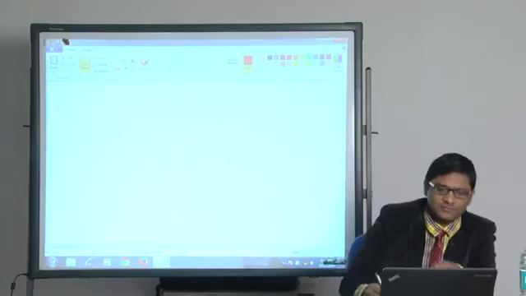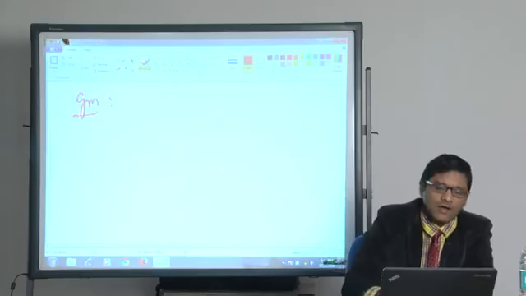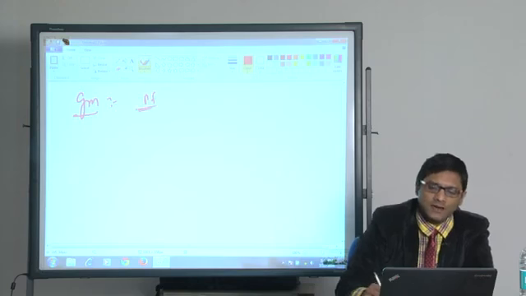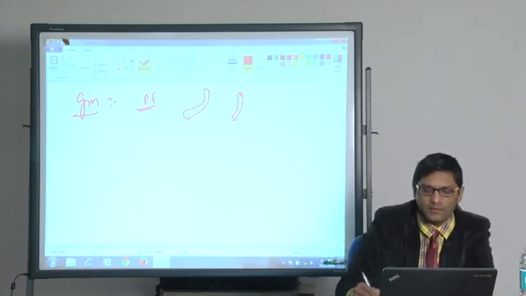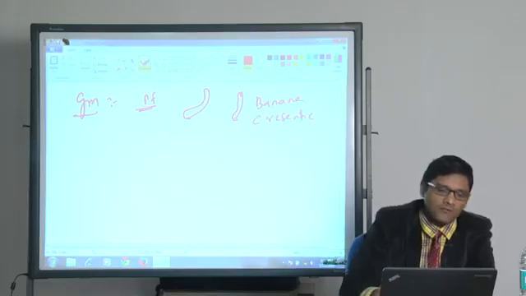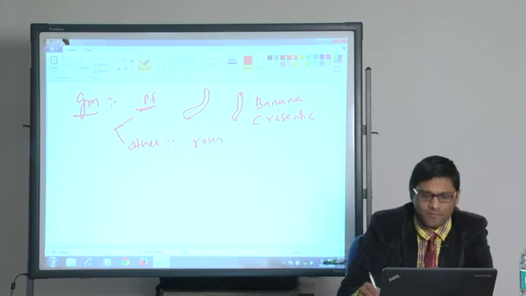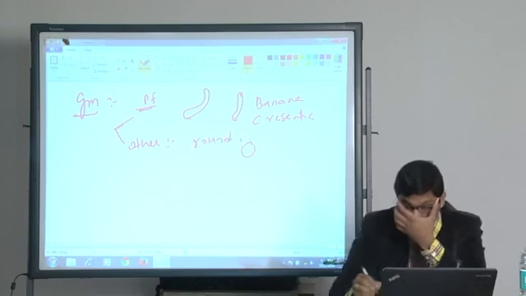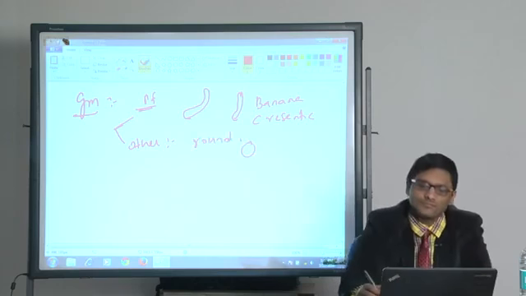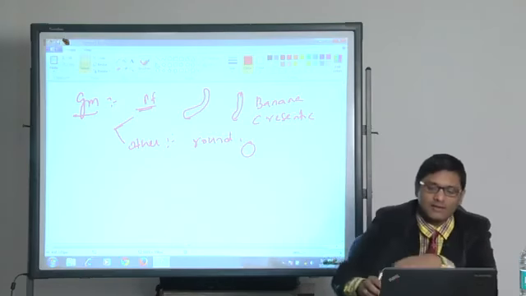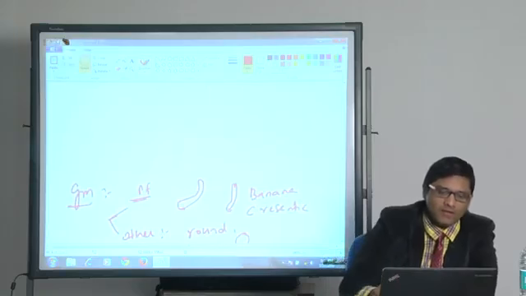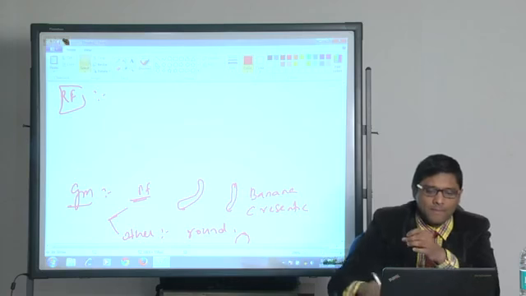Next is gametocyte. In falciparum, the gametocyte is banana shaped, or crescentic. Whereas in the other non-PF species, the gametocyte is round. Then the most important part, that is the ring form, very frequently asked in MCQ. Based on what can you differentiate the ring forms?